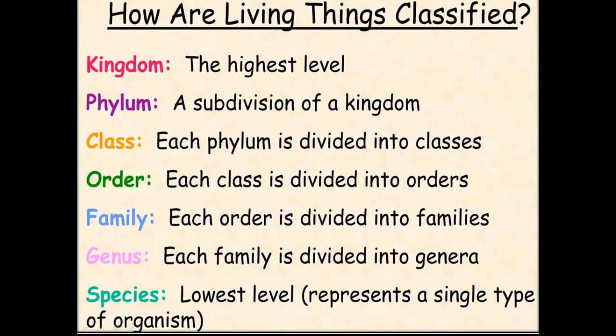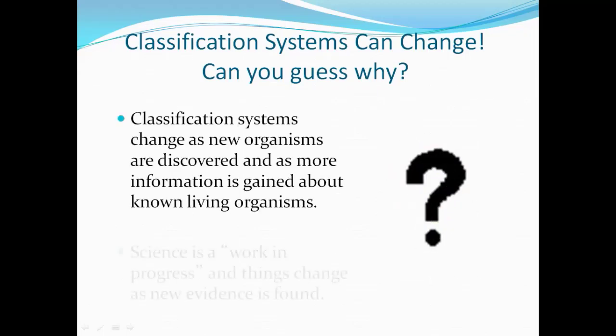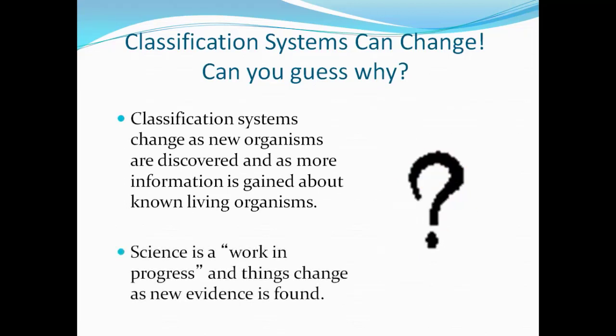Species is the lowest level of classification, as I told you, and it represents a single type of organism. Here, dear boys, we are going to see the different kinds of organisms. The classification system can change, and can you guess why? The classification system changes as new organisms are discovered and as more information is gained about known living organisms.